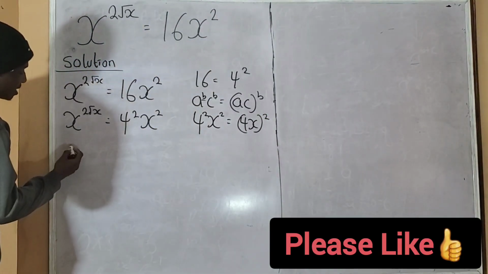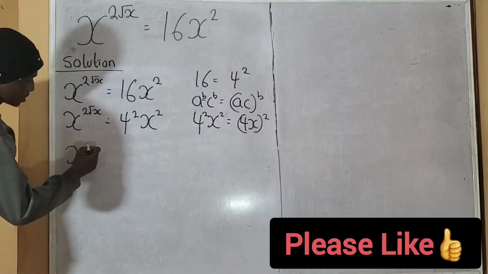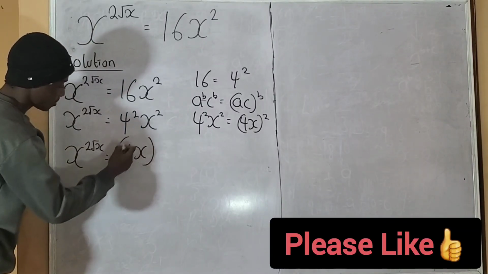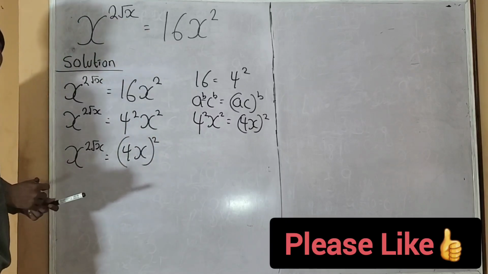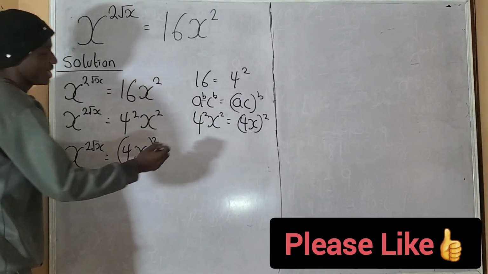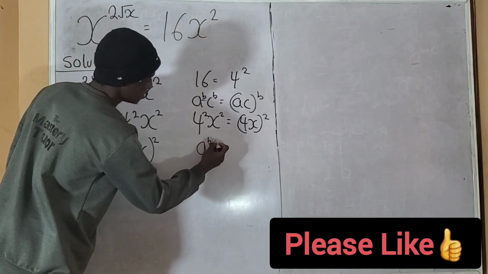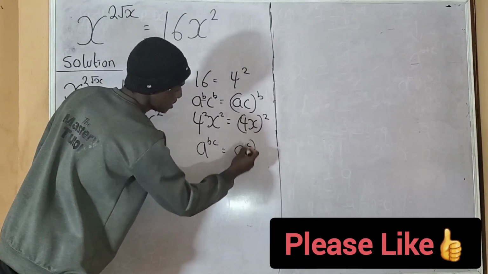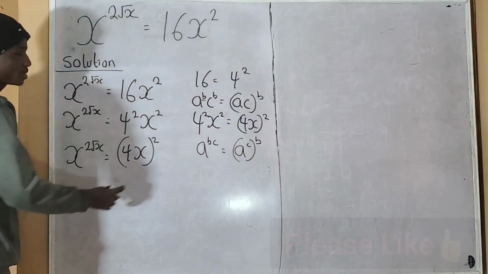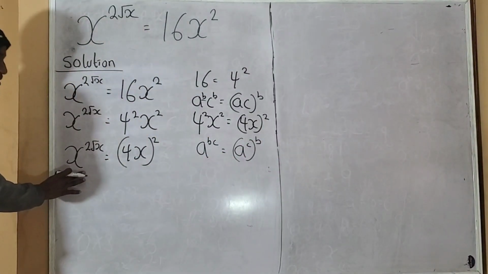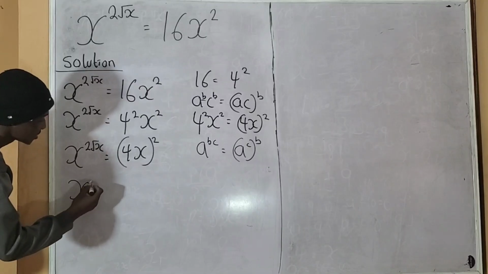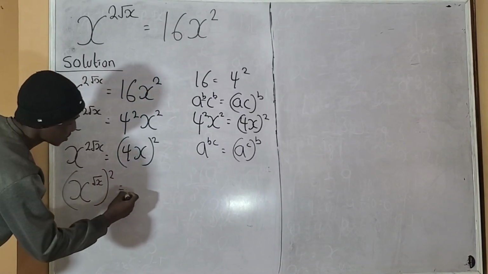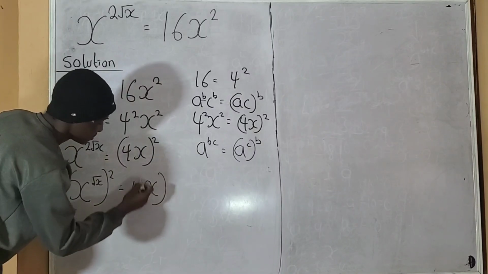So let's proceed. I'm going to have x raised to the power of 2 root x equals 4x raised to the power of 2. Are you following? Okay. If you have a raised to the power of b multiplied by c, this can be written as a raised to the power of c, raised to the power of b. I'm going to apply this law here. So I'm going to have x raised to the power of root x, raised to the power of 2. This will equal 4x raised to the power of 2.